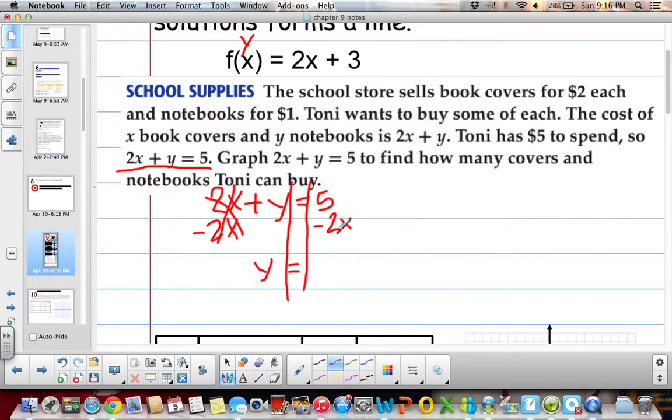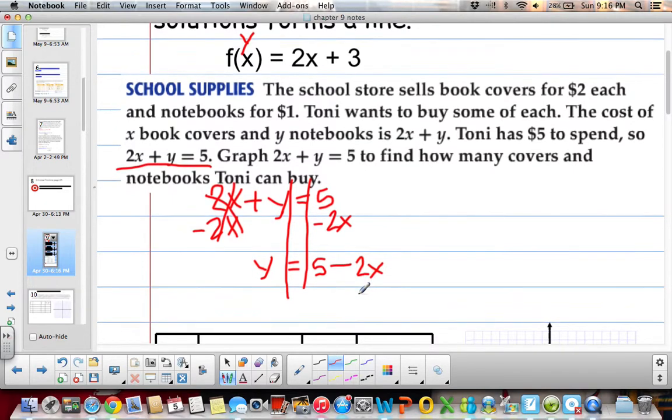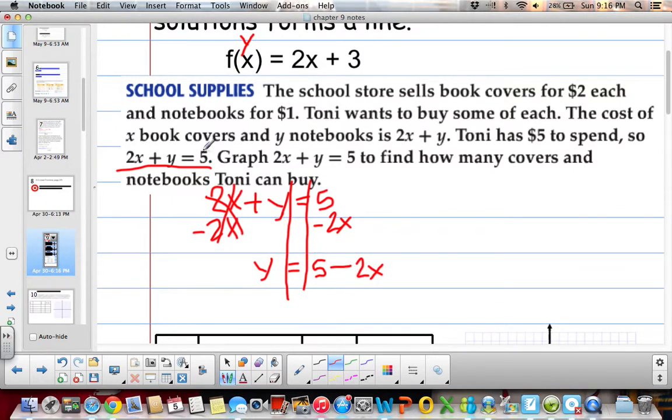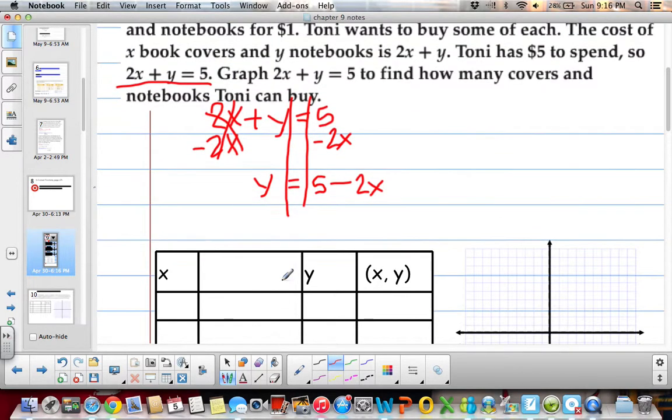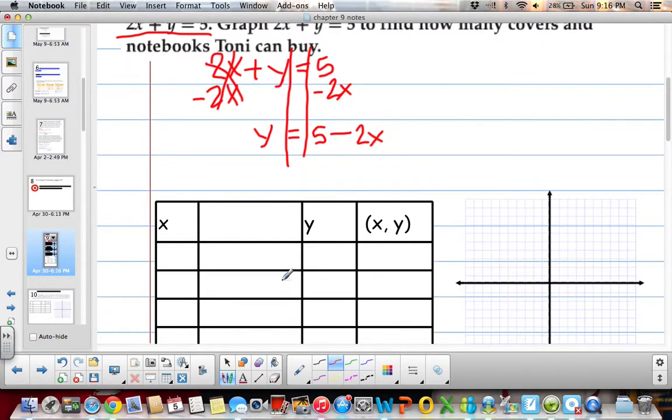5 and 2x are different units. They are not like terms at all, so we cannot combine them. So it would be y equals 5 minus 2x. That is our function. It's the exact same equation as 2x plus y equals 5, but we're just rewriting it in order for us to create our table.